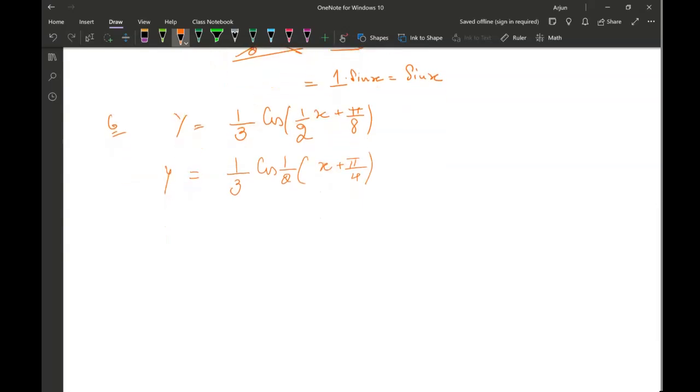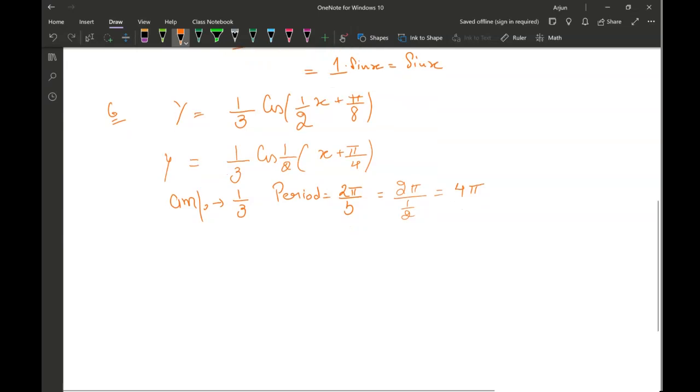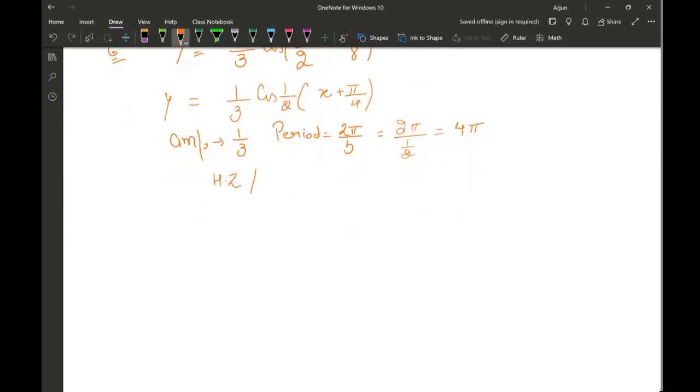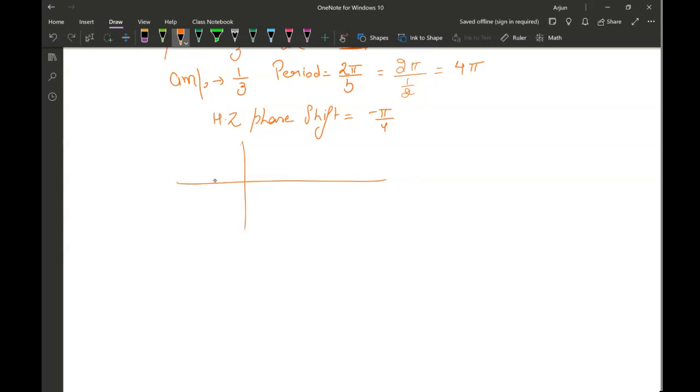And the amplitude in this case is 1 over 3. The period will be equal to 2 pi over b, and this is b here. Now 2 pi over 1 over 2 is going to become 4 pi, and the horizontal phase shift will come out to be equal to minus pi over 4, because this is x plus pi over 4, so we go west, and the diagram is going to look something like this.